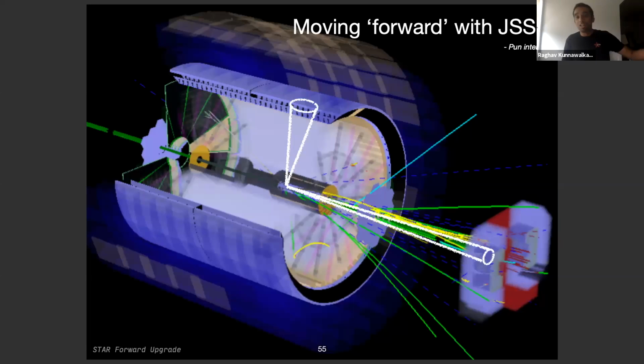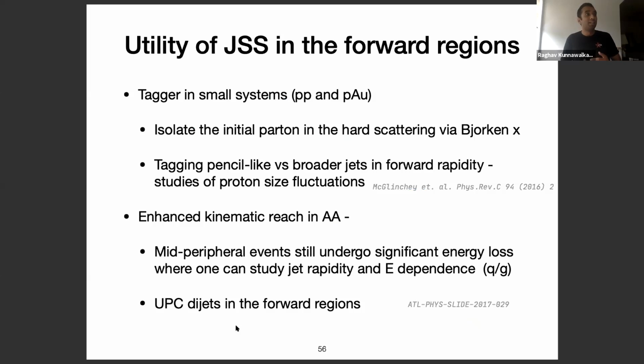There are also things that we can do, taking this forward, pun intended, in the case of STAR forward: use this as a tagger, like I said before. We can isolate the initial parton in small system collisions, and look at fluctuating proton size if you have access to jets that are ending up in your forward region. There's also some interesting physics that one can study in mid-peripheral collisions, where you can have significant energy loss but less underlying event. Once you tag something in the forward region, you can then study the rapidity dependence, etc.